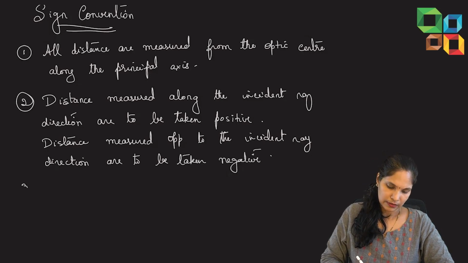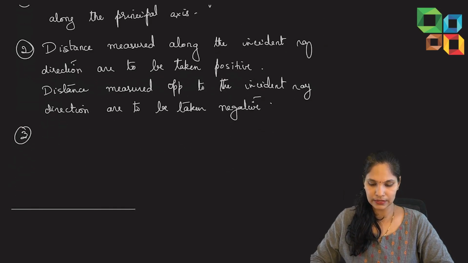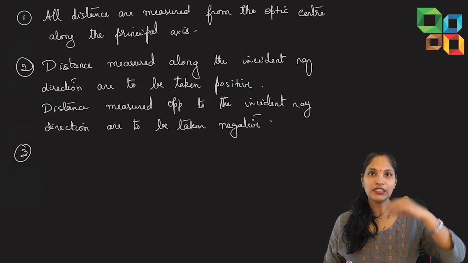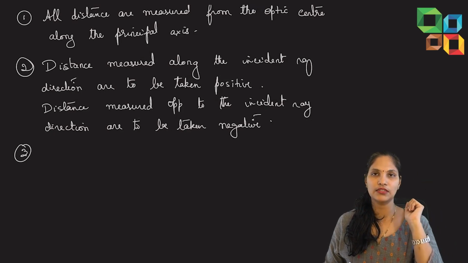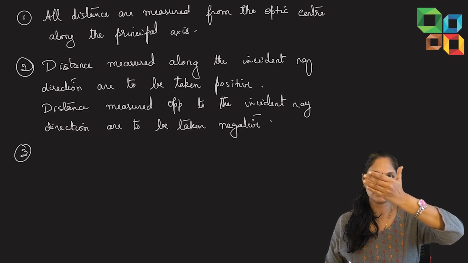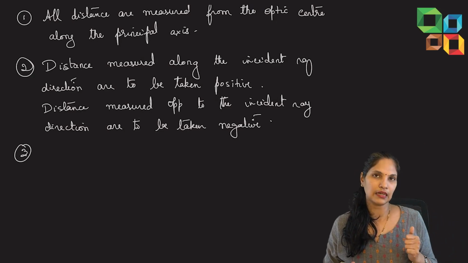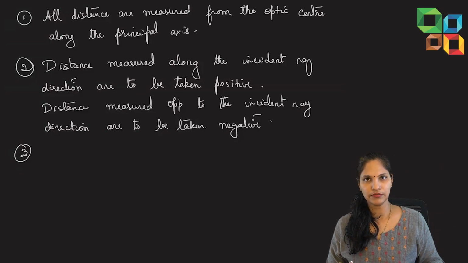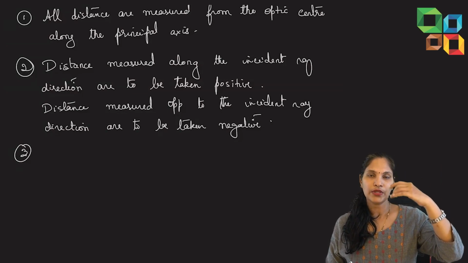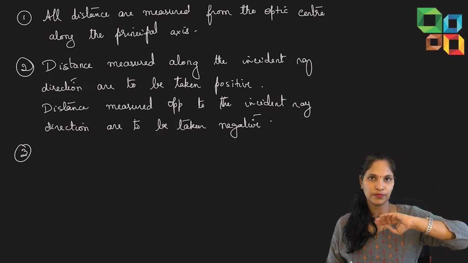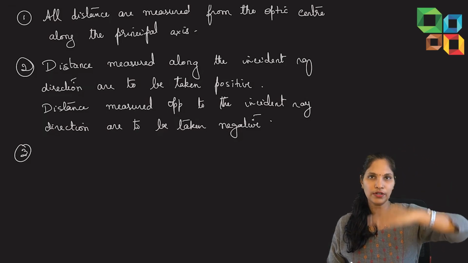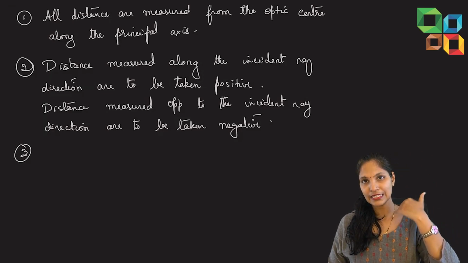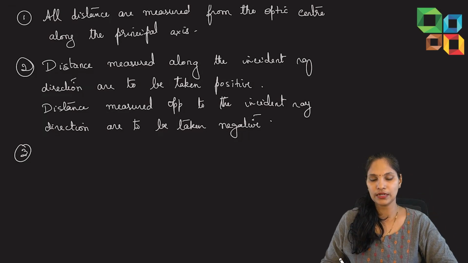The third one, speaking about the height. Heights also sometimes we require: size of the image, size of the object. Some heights are above, some are inverted, so that also needs a sign convention. Any heights which are in the upward direction are taken positive, and the measurement is perpendicular, measuring up or down like that. So heights upward are taken positive, heights downward are taken negative.